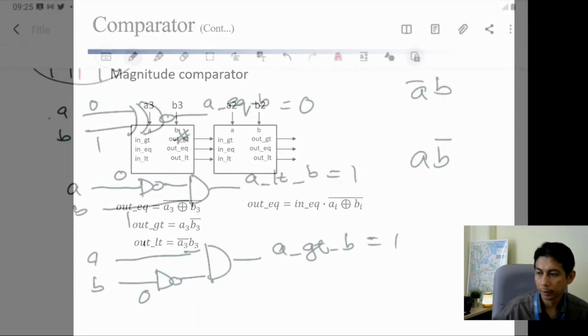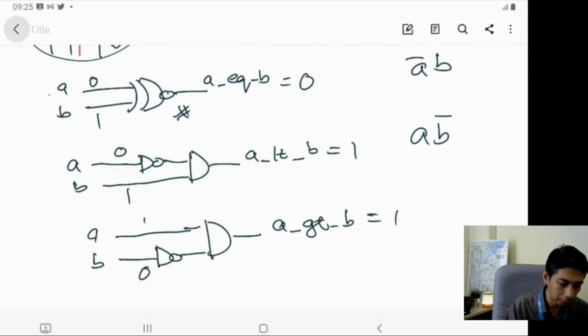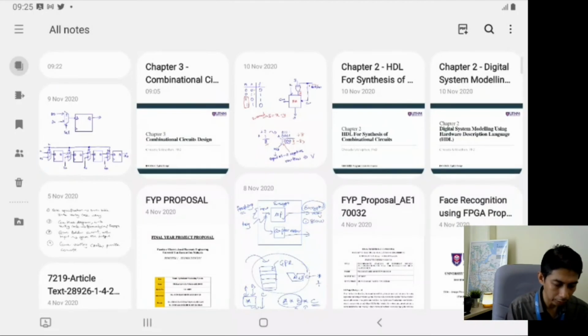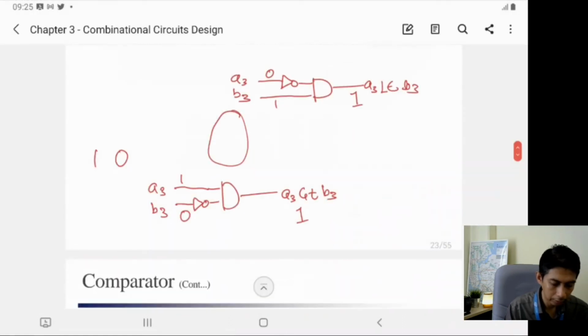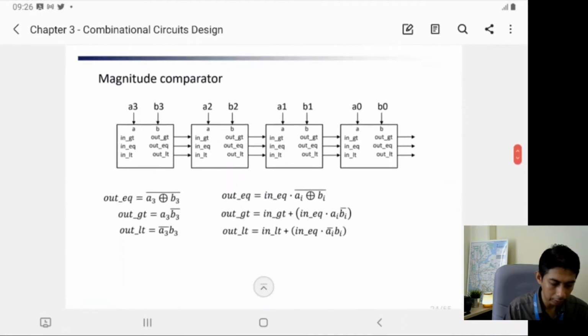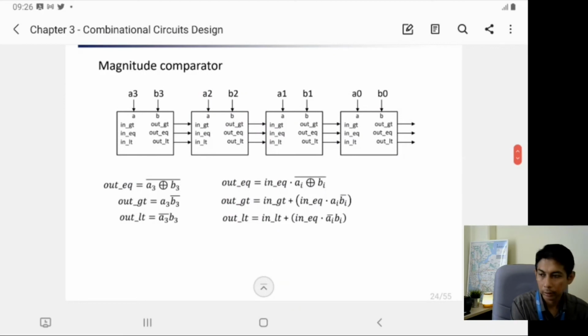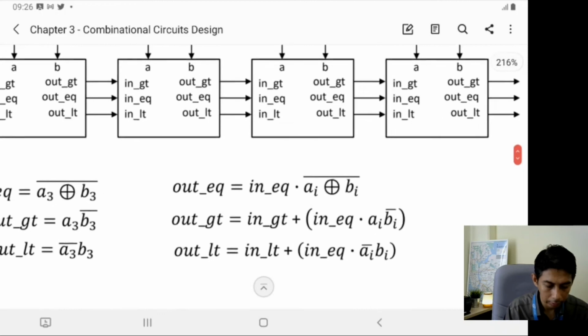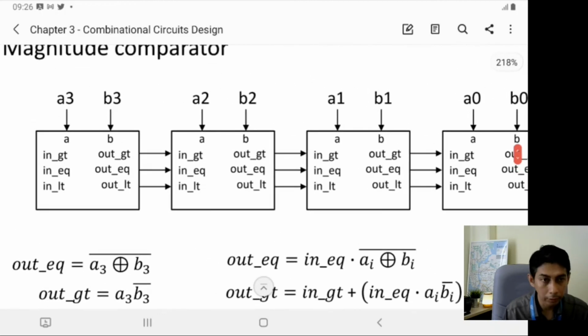Hold on. Okay, go back to this so that I can show you clearly. Okay, can you see this screen? All right.